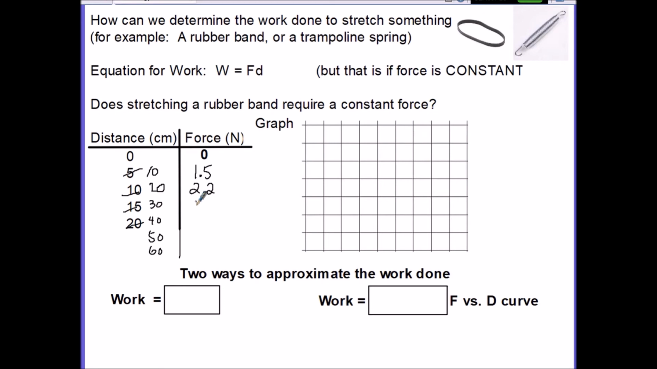Then another 10 centimeters, so 30 centimeters total, is about 2.7 newtons. Another 10 centimeters is about 3.2. To get one more group of 10, we got about 3.7. And the last one was about 4.1. Okay, so we see a gradually increasing force as I stretch it. I could calculate the work by using the average force. So just add those things up and divide by 1, 2, 3, 4, 5, 6. We could do that, but there's another way to do that.